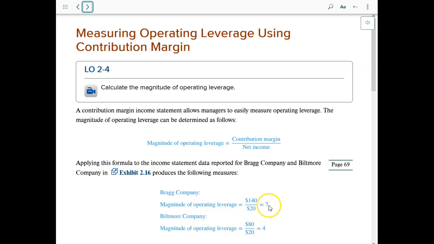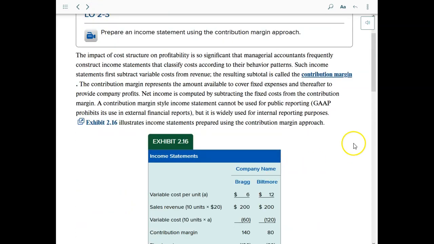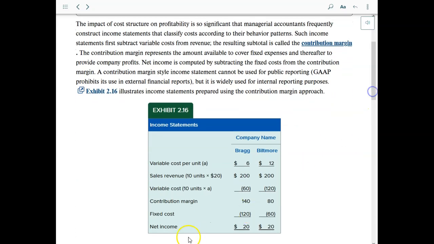Now remember, 7 and 4, let's go back. Back here, look at this. Let's get this straight here. We have more fixed cost for Bragg. Therefore, we're going to have more operating leverage, that magnitude. Again, 20 divided into 140 compared to 20 into 80. So you can see this is 7, this is 4.